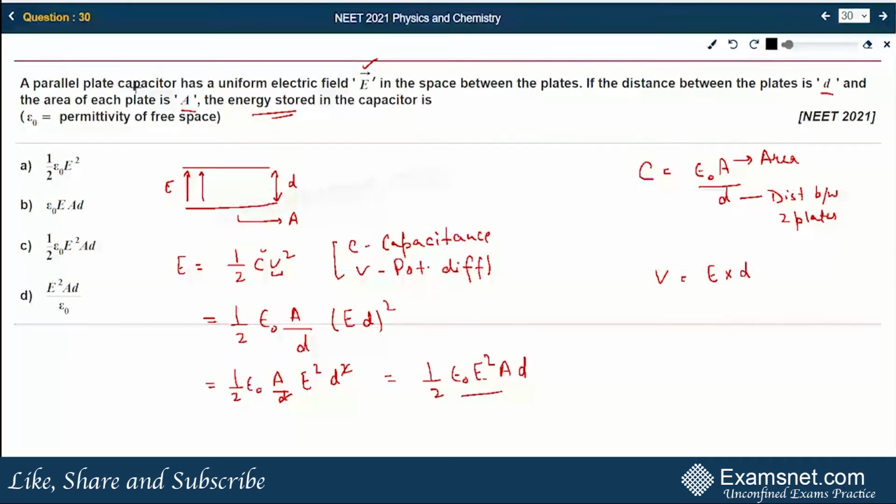So which of the given options match with this? It is option C. So option C will be the correct answer.